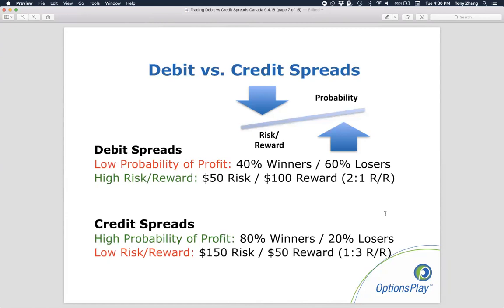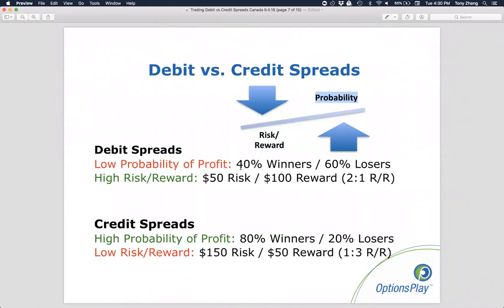Before we can get into that, what I want to discuss is that in all trading, whether you're trading options, stocks, futures or Forex, what you're really trading off is probability against risk to reward. Anything that has high probability will have low risk to reward. Anything with high risk to reward will have low probability. When you're trading debit versus credit spreads, they tend to be on opposite ends of the spectrum. One's not better than the other, but it is important to understand the difference between the two.